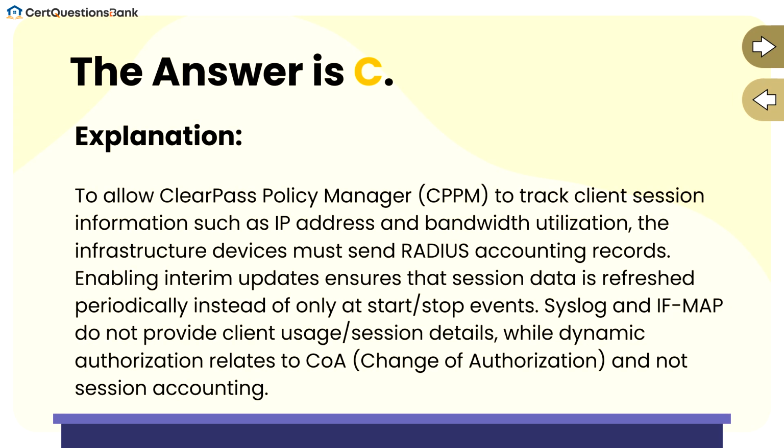The answer is C. To allow ClearPass Policy Manager (CPPM) to track client session information such as IP address and bandwidth utilization, the infrastructure devices must send RADIUS accounting records. Enabling interim updates ensures that session data is refreshed periodically instead of only at start/stop events. Syslog and IF-MAP do not provide client usage or session details, while dynamic authorization relates to CoA, change of authorization, and not session accounting.